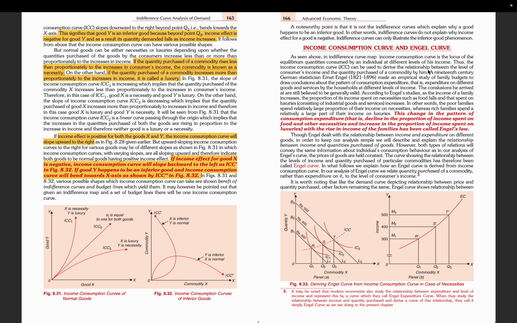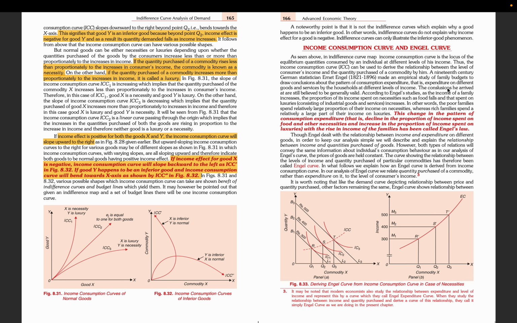So what we are seeing here is a relationship between the level of the consumer's income, as income increases or decreases, and the quantity purchased of a commodity, because on the x and y axis we're basically showing the commodities that a particular person is purchasing. So we're showing the relationship between the income and the quantities purchased of that good according to the income.